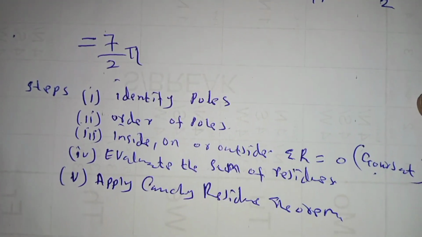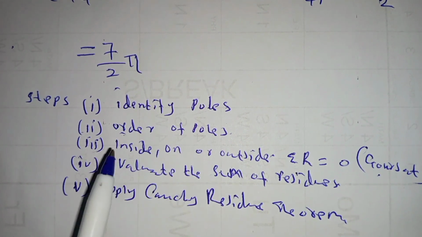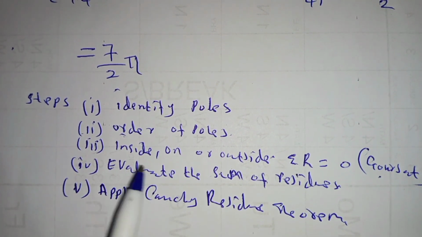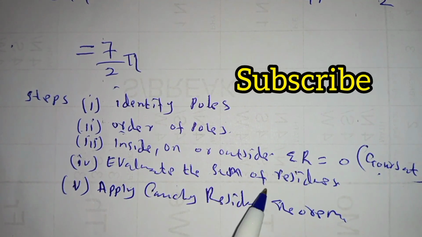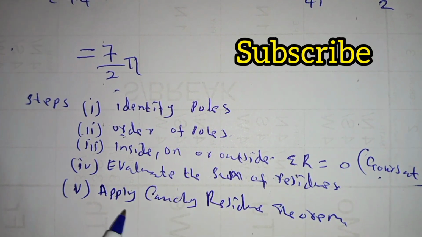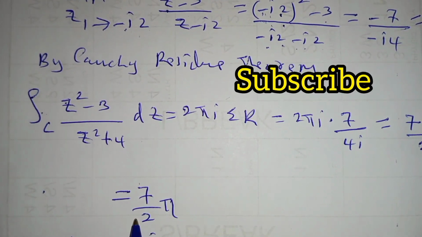So those simple steps are the method we used here. By first of all identifying the poles, you get the order of the poles, find whether each is inside or outside the given circle, then evaluate the sum of the residues. From there, now apply Cauchy residue theorem, and in our case, this is our result.